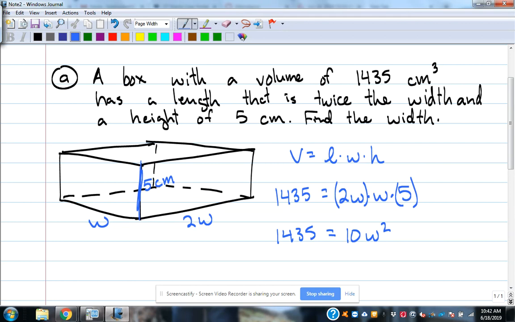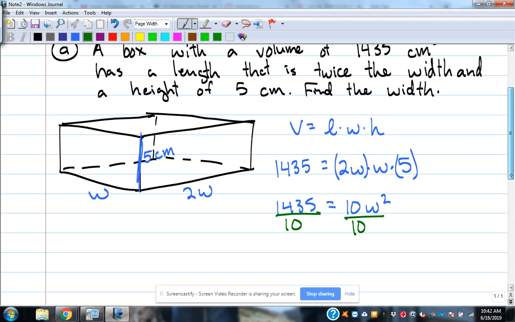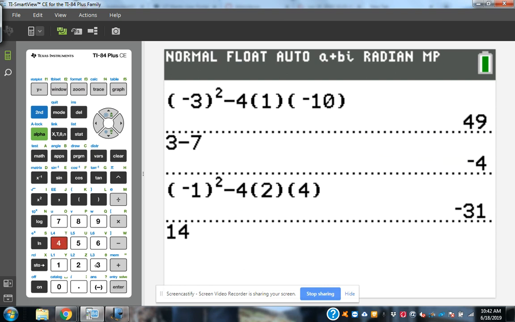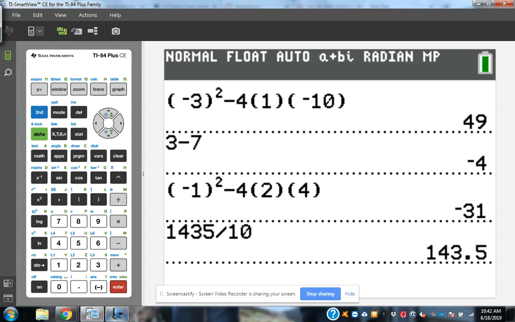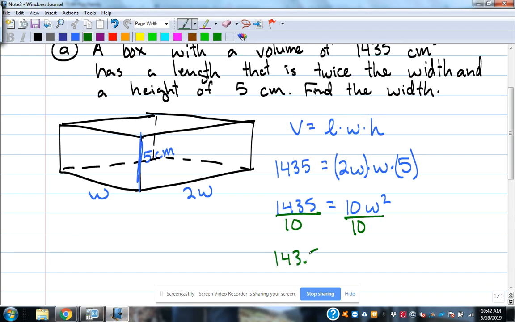Now this problem, because you don't have a plain W in it anymore, you've got just numbers and W squared. I would think solving this by square roots would be the easiest method, because you've got W squared there that you can get by itself. So I would take this problem and divide by 10. Most of the time in word problems, it's okay to convert to decimals. So 1,435 divided by 10 is 143.5.